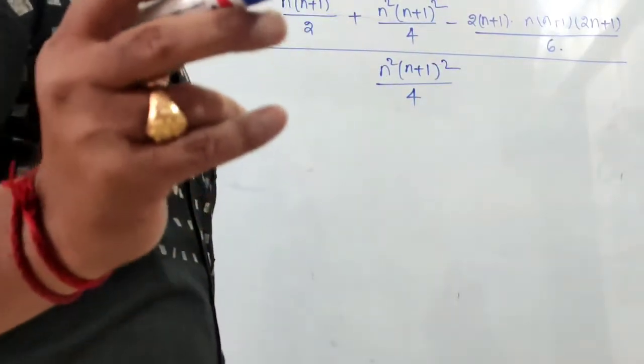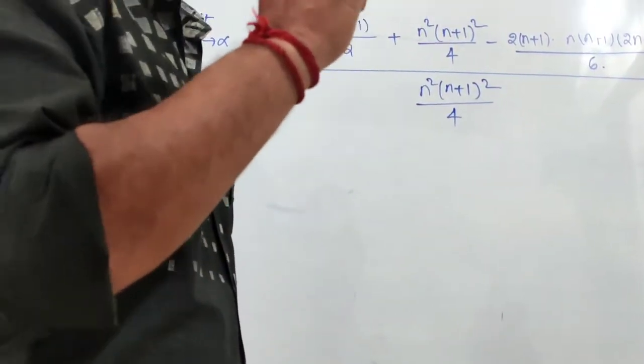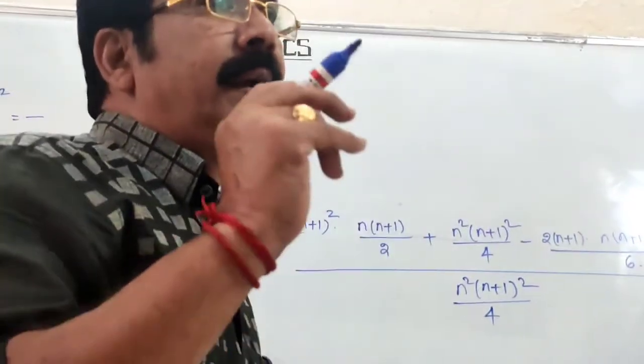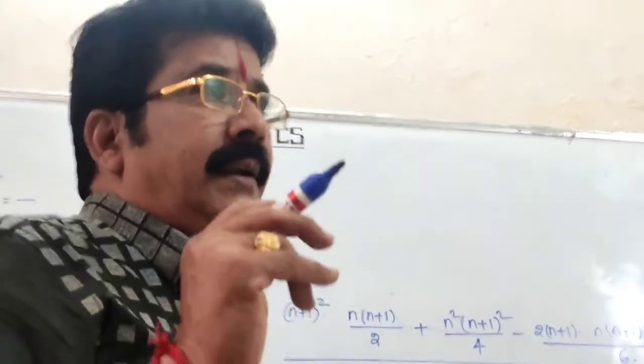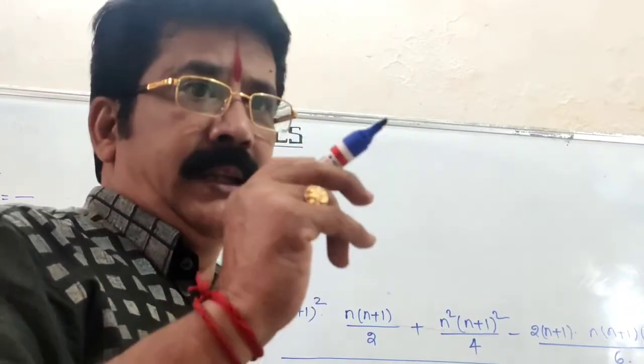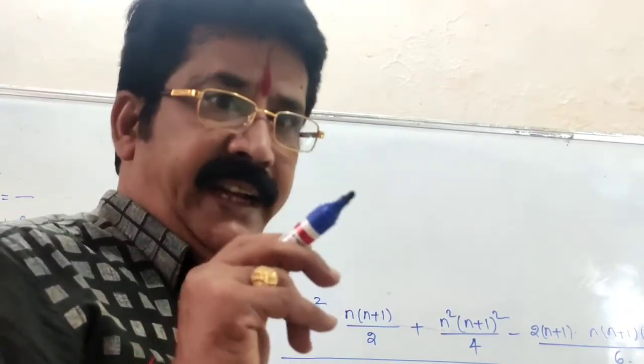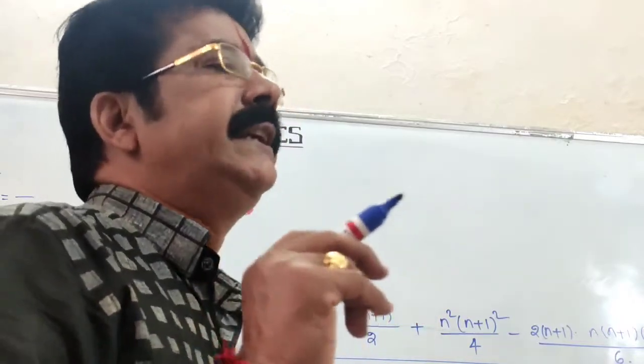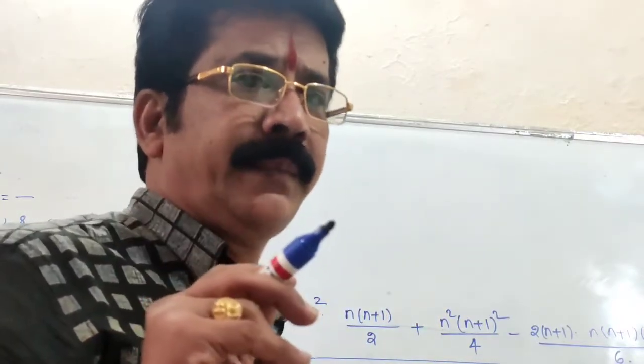Next, already I said as n extends to infinity, if the function is in the form of f of x divided by g of x, where the degree of f of x equals the degree of g of x, then it is enough to take the coefficients.